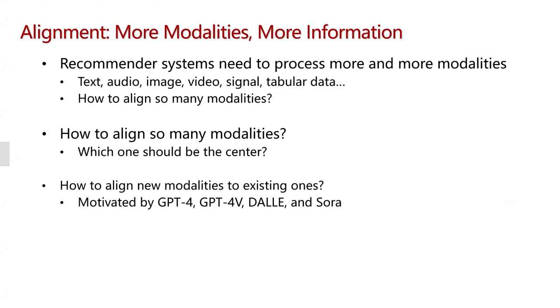So how to align is still unknown, and we need to know how to align new modalities to existing ones. This is motivated by the development of GPT-4, GPT-4V, DALL-E, and Sora. If there is an off-the-shelf recommender system with some modalities, and here come new features in other modalities, and we would not like to retrain the entire model, how do we align the new modality to the existing ones? This is very challenging. So alignment is a very important future challenge.